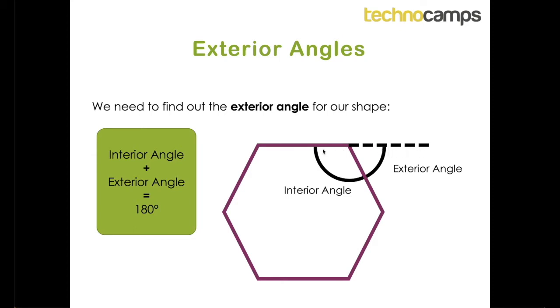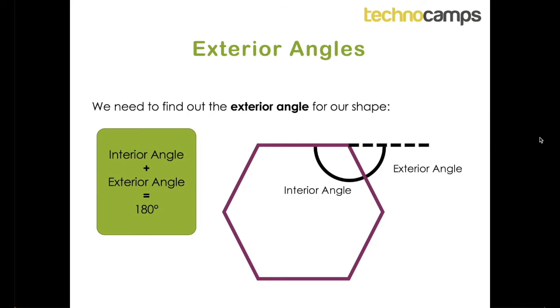So what is that? Well, if this is the interior angle, then the exterior angle is 180 minus the interior angle. So we can see that if you extend this line along, you get a straight line, and of course a straight line is 180 degrees because it's half of a full circle. So the exterior angle is this part.